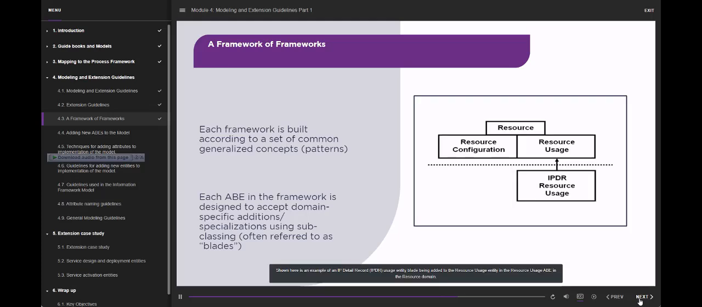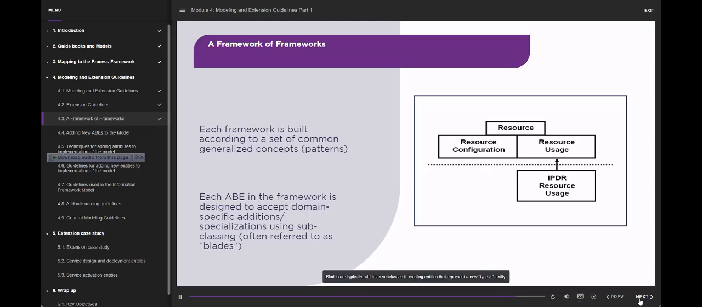Shown here is an example of an IP detail record, or IPDR, usage entity blade being added to the resource usage entity in the resource usage ABE in the resource domain. Blades are typically added as a subclass to existing entities that represent a new type of entity.